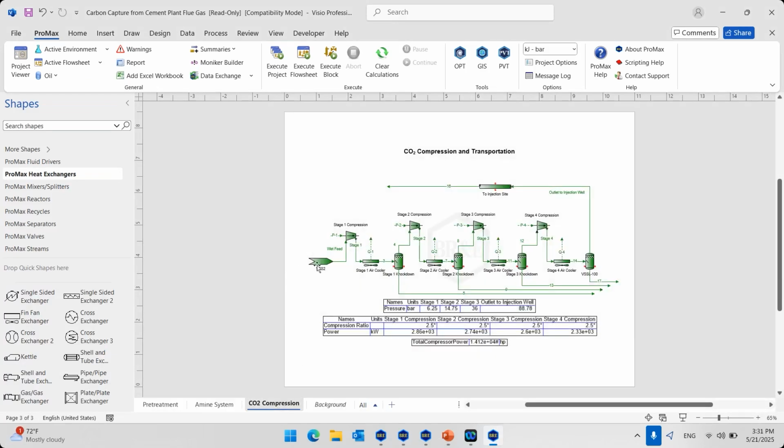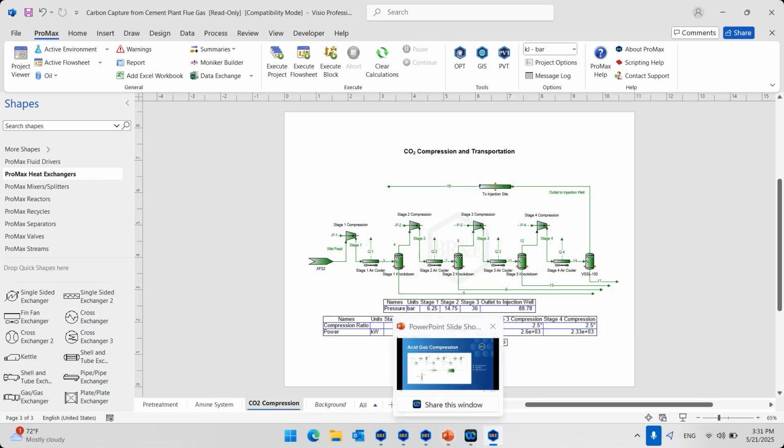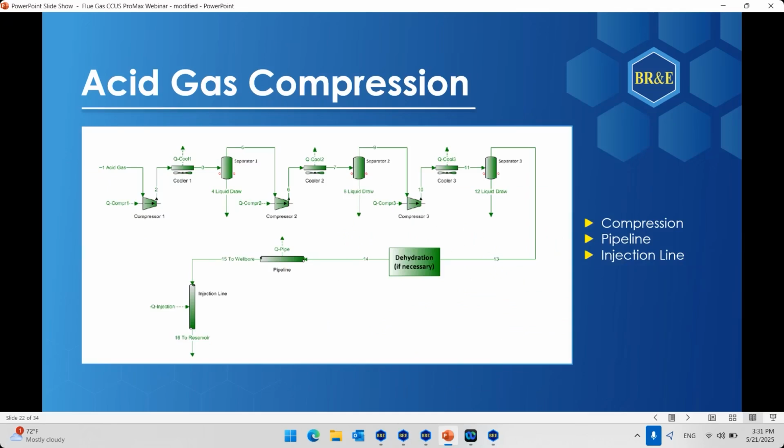So CO2 compression is basically a process where you're trying to take this captured CO2 with all the small impurities it has in it and compress it and maybe clean it a little bit more so it can be either stored or it can be utilized. And for the purpose of this, let's first have a little bit of theoretical talk, and then I'll show you how it works in the simulation. So as I said, for the acid gas compression, we have a compression portion, we have a pipeline where we are sending it to the injection site, and we have the injection line if we are storing it, of course.